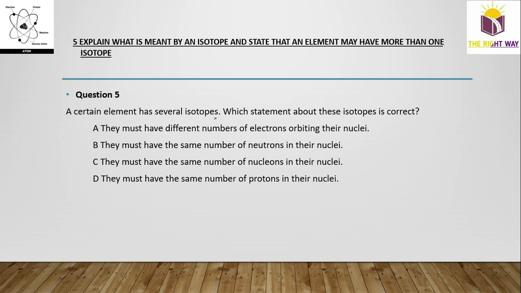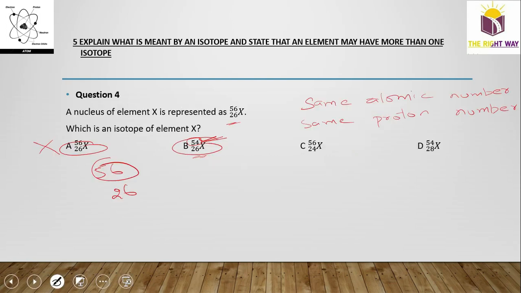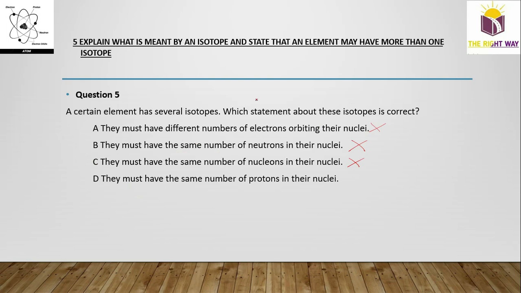A certain element has several isotopes. Which statement about these isotopes is correct? They must have different numbers of electrons? No, they must have the same number of electrons. They must have the same number of neutrons in their nuclei? No, the neutron number must be different. They must have the same number of nucleons in the nuclei? The nucleon number is also different, as we have seen in the previous example. If they have the same number 56, 56, they represent the same isotope of the same element. They must have the same number of protons in the nuclei? Yes, they must have the same number of protons in their nucleus.